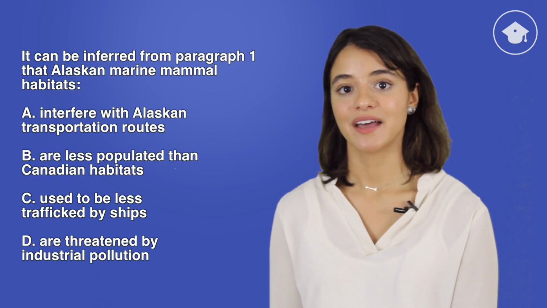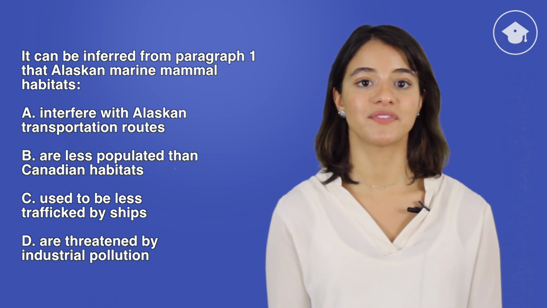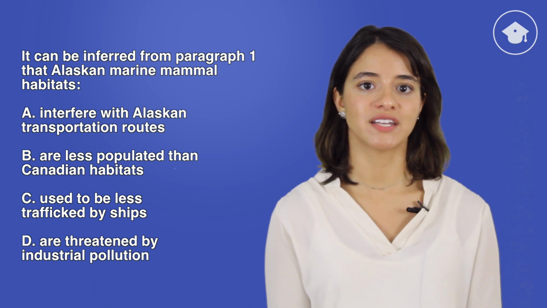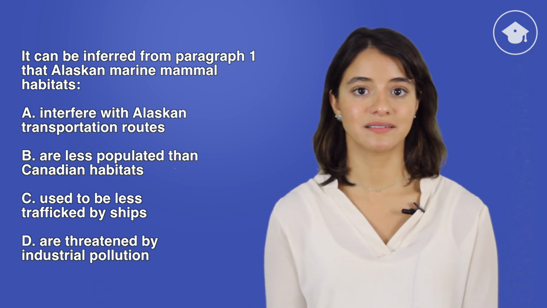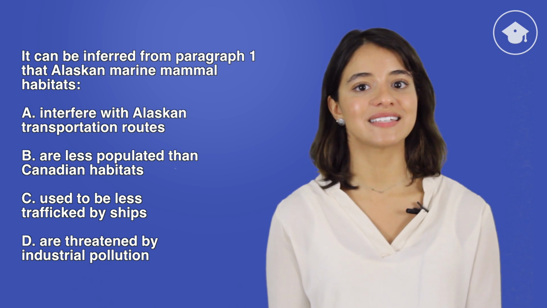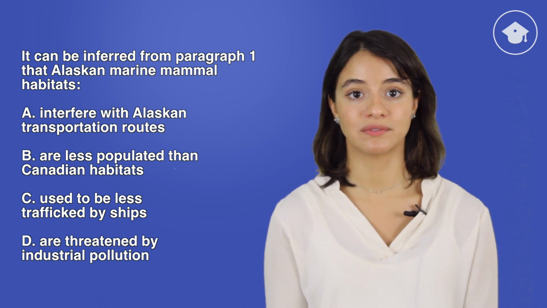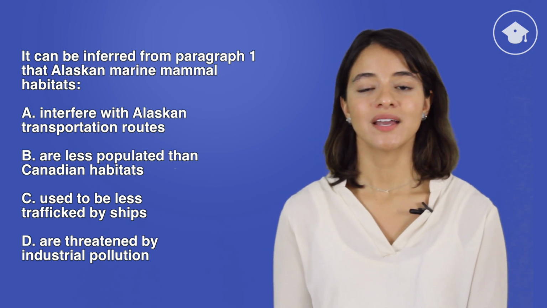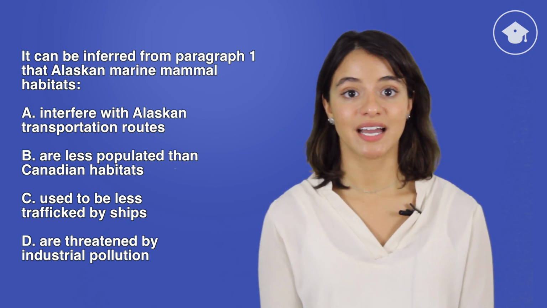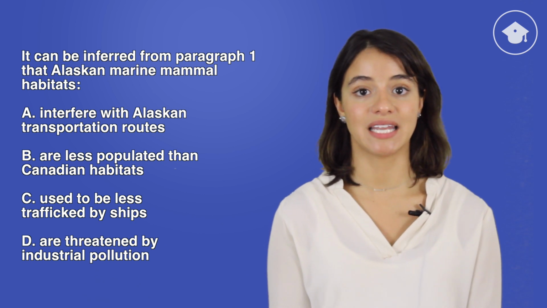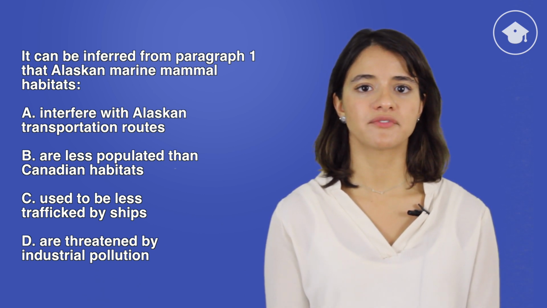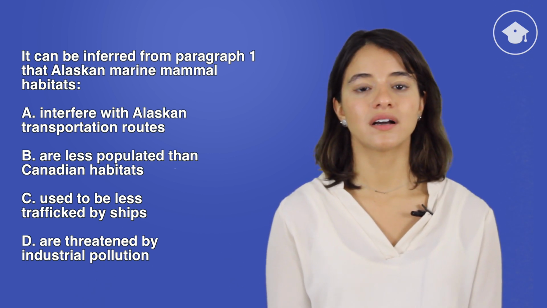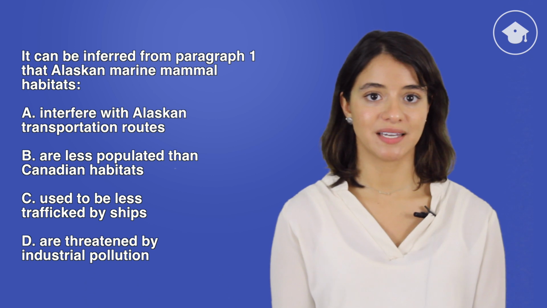According to A, the habitats interfere with Alaskan transportation routes. Can we infer that from our summary that ship traffic is increasing in the habitats? No. Our summary doesn't say anything about interfering with transportation routes. According to B, the habitats used to be less populated than Canadian habitats. Can we infer that from our summary, that ship traffic is increasing in the habitats? No. Our summary doesn't say anything about Canadian habitats.